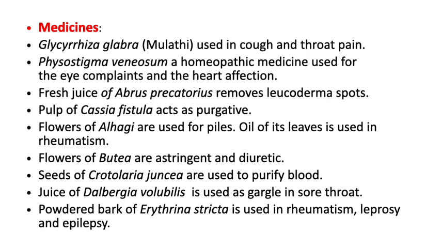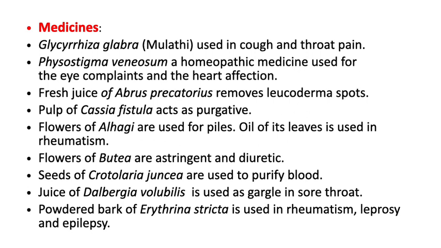Medicines: Glycyrrhiza glabra, mulethi, is used in cough and throat pain. Physostigma venenosum is a homeopathic medicine used for eye complaints and heart affections. Fresh juice of Abrus precatorius removes leukoderma spots. Pulp of Cassia fistula acts as a purgative.